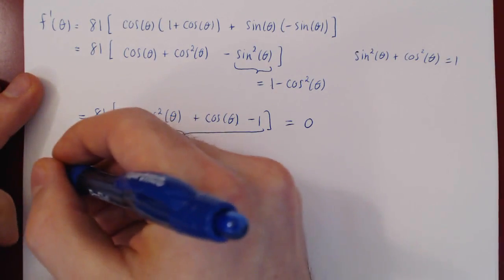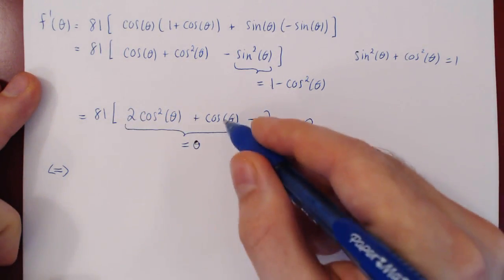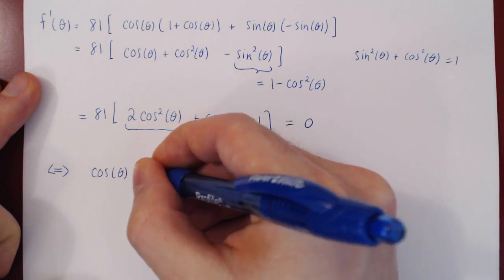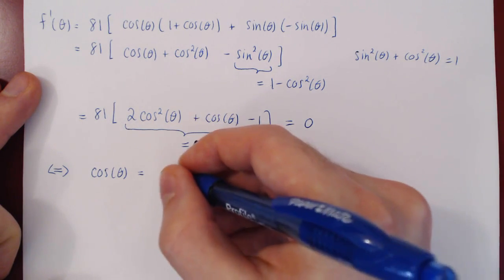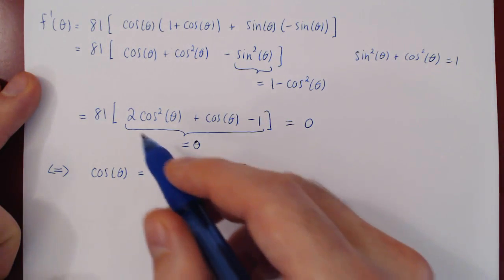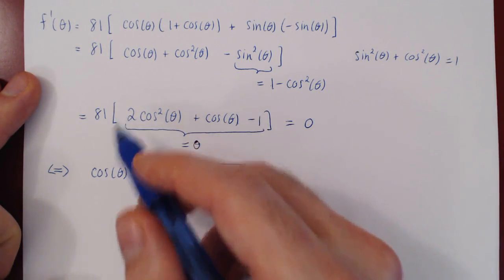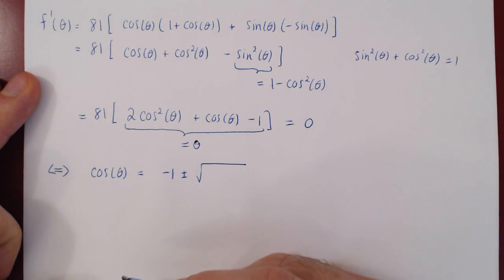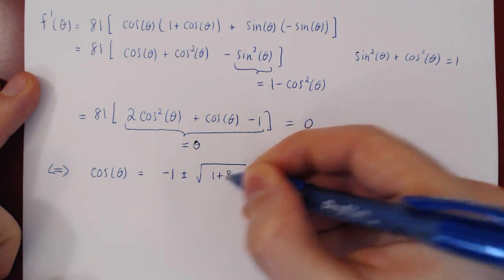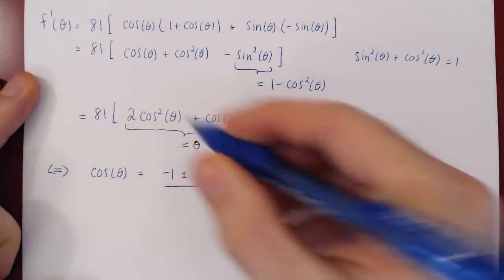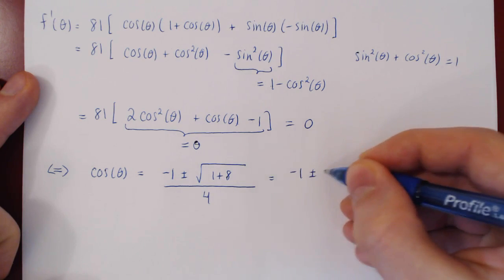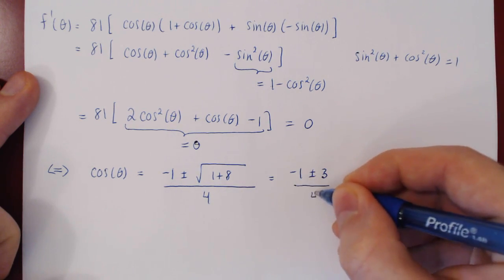This will be 0 if and only if our variable cosine of theta is negative b, so negative 1, plus or minus the root of b squared, 1 squared is 1, minus 4ac, 4 times 2, 8, times negative 1, negative 8, but it's minus that, so we get 1 plus 8, over 2a, over 2 times 2, over 4. But the root of 9 is 3, so we get negative 1 plus or minus 3 over 4.